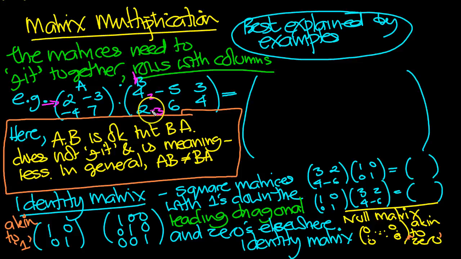That's 8 minus 6 is 2. So that would be first row, first column. First row, second column. Again, you peel this 2 and 3 off in your mind's eye and put it alongside the second column. Minus 10 minus 18. Minus 10 minus 18 is minus 28, isn't it?